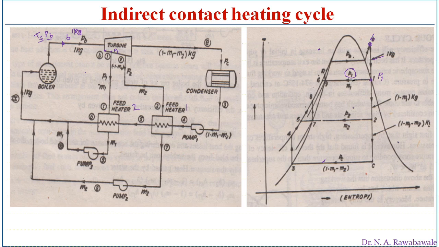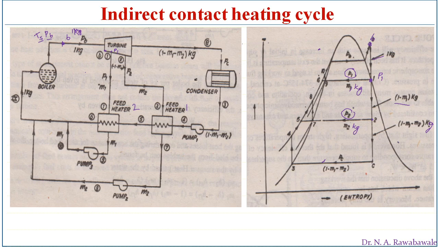Say for example m1 kg is taken out and the rest of the steam is allowed to expand further. The steam of m1 kg is bled out, and the rest of the steam, that is 1 minus m1 kg, is expanded till the pressure falls to P2. When the pressure becomes P2, again m2 kg is bled out, and the rest of the steam, 1 minus m1 minus m2 kg, is again expanded from point 2 to C.